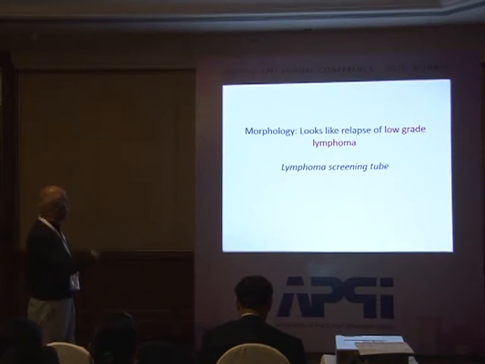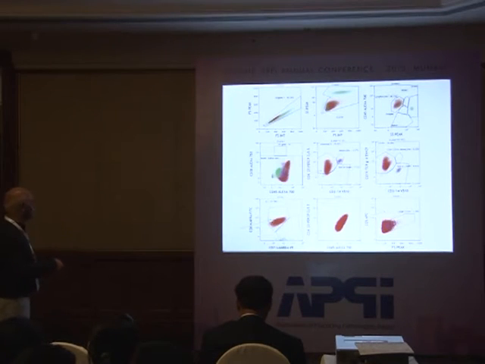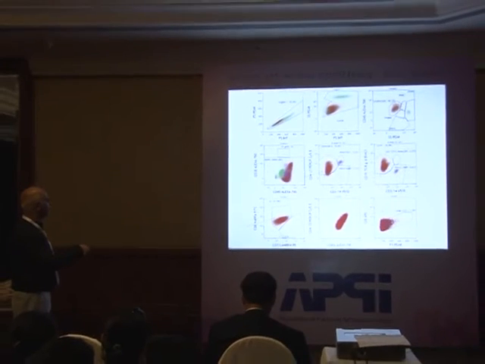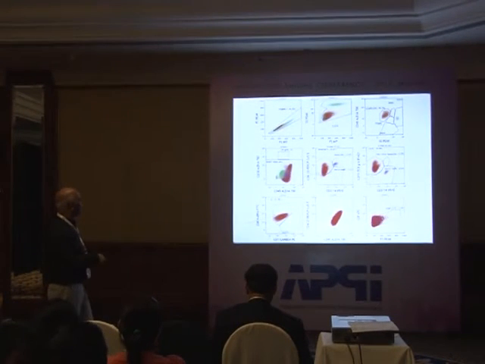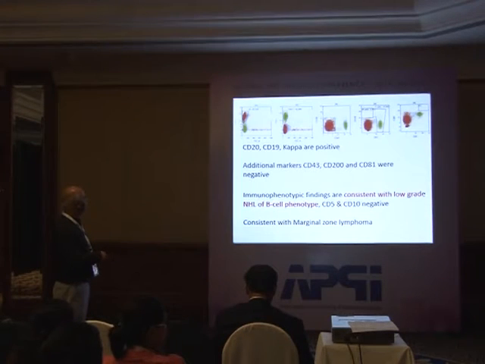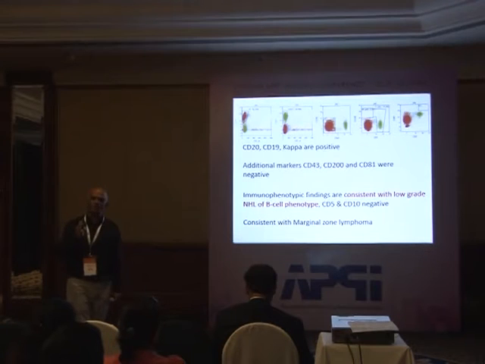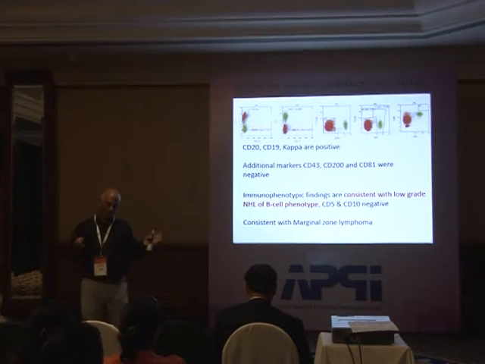We'll do the lymphoma screening tube. So we did the screening tube. I won't go into details, but they are all kappa positive, lambda negative. So it's a B cell, CD20 positive. They're all CD20 positive B cells, and all of them are clonal. So it's a B cell lymphoma, CD19, CD20 positive. And they were negative for CD5 and CD10. If CD5 is negative, it means unlikely to be CLL, unlikely to be mantle. And if CD10 is negative, unlikely to be follicular. So you're left with very few lymphomas, mostly the marginal zone lymphomas. So this is a marginal zone lymphoma.